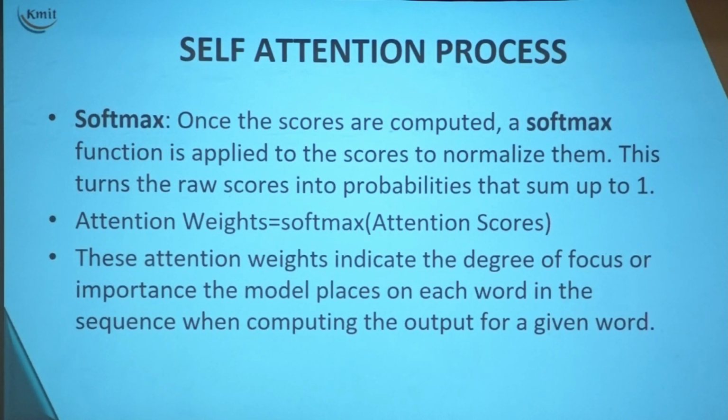So again, once your scores are computed, you will use the softmax function to normalize them and bring them into the range of 0 to 1. And these attention weights will indicate how much focus you should keep on that particular word. For example, if that attention weight is coming as 0.9, that means you have to focus on that particular word. If it is 0.01, that means it is of least significance. You need not pay attention to this word and you can go for the next word that is coming into your attention.